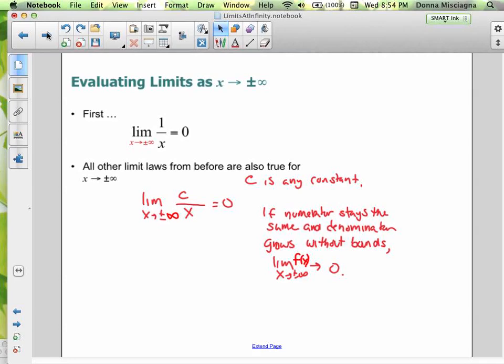We can also think about the function y equals 1 over x. And remember that as x gets larger and larger, heads to infinity, or gets smaller and smaller, heads to negative infinity, that function heads closer and closer to y equals 0. So all other limit laws from before are also true, and now we have one more that we can add. It doesn't have to just be 1 over x. If we have the limit of c divided by x as x approaches positive or negative infinity, and c is any constant, that also is going to be 0.